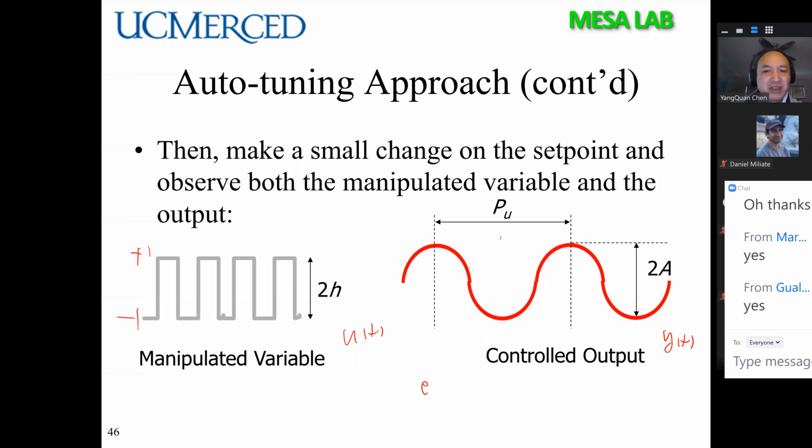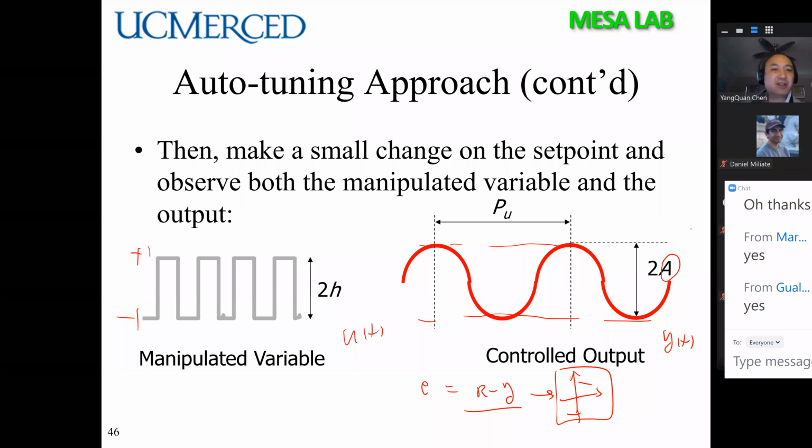And the E is the opposite sign of this. E is R minus Y. Then you go through this relay. So the system is always oscillating, and this oscillation is much smaller. This A could be much smaller than those oscillations, because you can make the system just perturb, on and off, make it small. So you've got a PU in here, and you've got 2A in here.